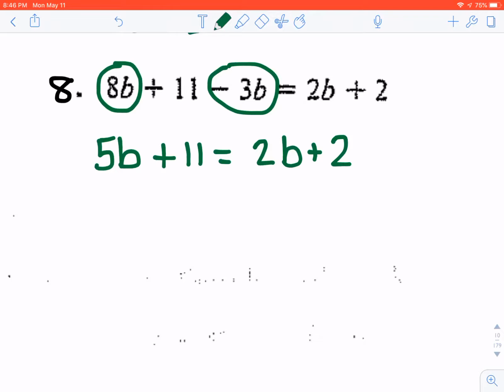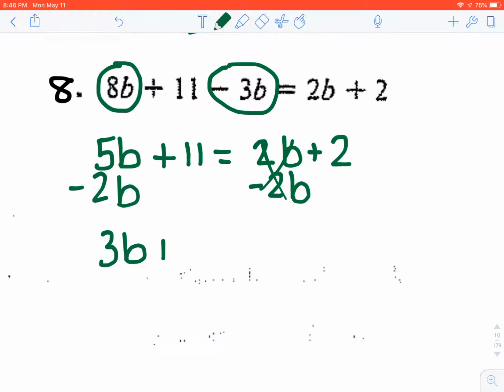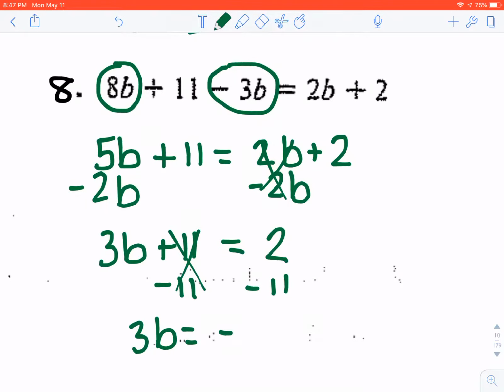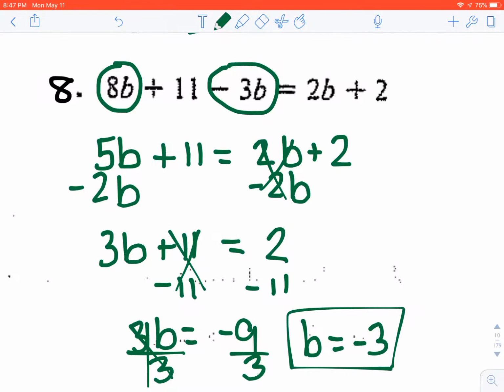Once your like terms are combined, you then follow the same steps we've been doing, which is move your variable to the left. So 3b plus 11 equals 2. Move your numbers to the right. So you have 3b equals -9. Divide by 3. So b equals -3 is your solution for number 8.